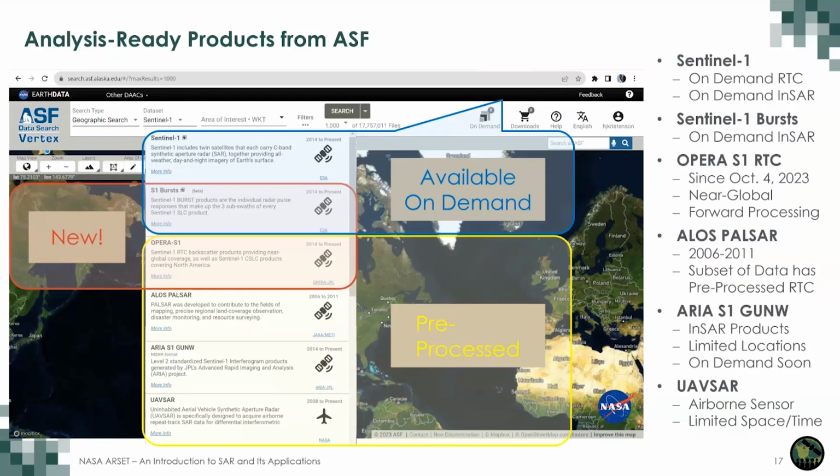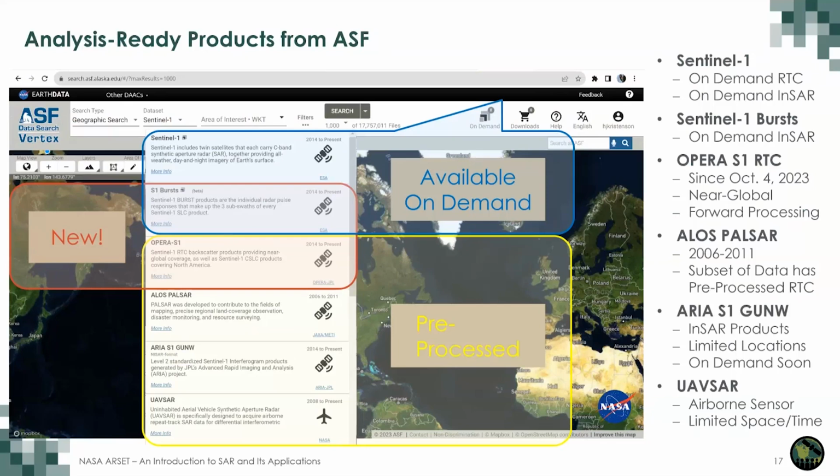The OPERA project at JPL actually generates RTC products based on individual Sentinel-1 bursts. This is a new project. They just started last October, so we have just over a year of data now, where every Sentinel-1 acquisition, except for Antarctica, has an RTC product that is processed and in our archive. So you can search for it, download it, and it's ready to use.